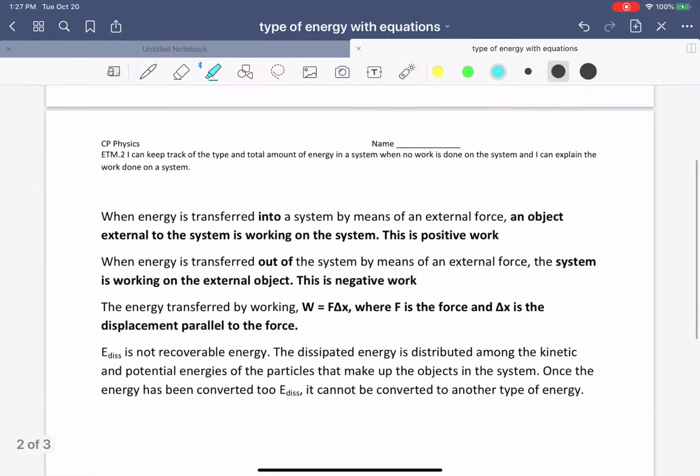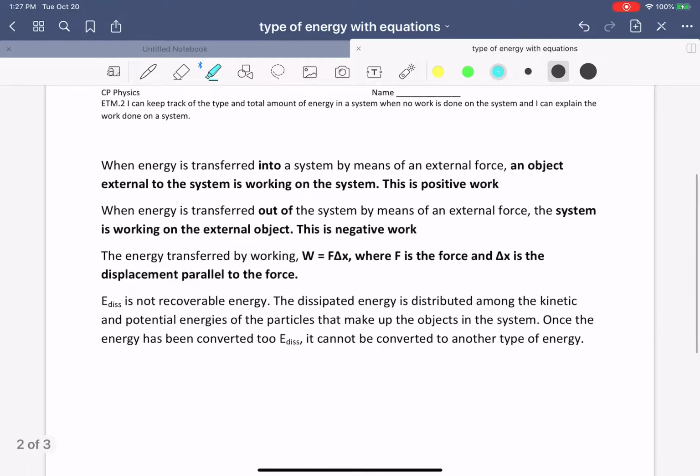Another little summary that I have for you is what we call positive work or negative work. Positive work is when energy is transferred into the system. That means something outside of the system is doing work on the system. We talked about that with some of the LOL diagrams without numbers. And negative work is when the energy is transferred out of the system.